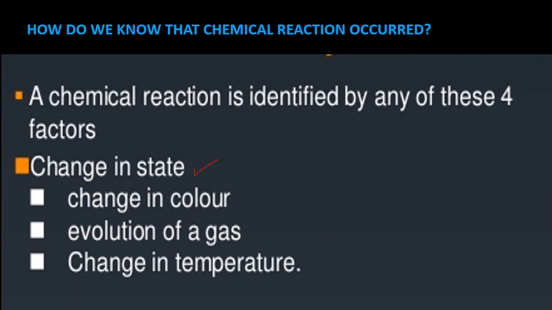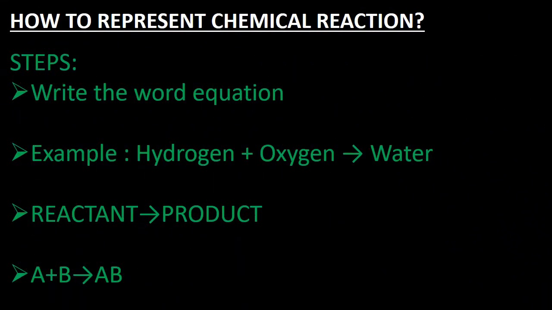If there is a change in state, a change in color, evolution of a gas, or a change in temperature, in all these situations you can say that there is a chemical reaction. So again, 4 factors to be fulfilled so that there is a chemical reaction: change in state, change in color, evolution of a gas, and change in temperature. With all these factors you can understand a reaction.